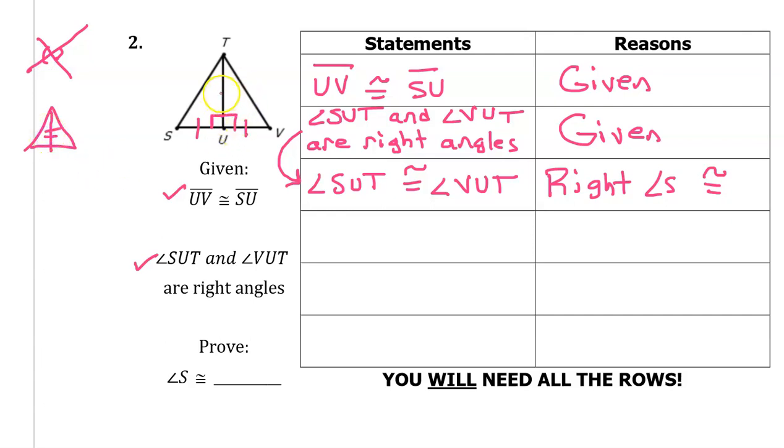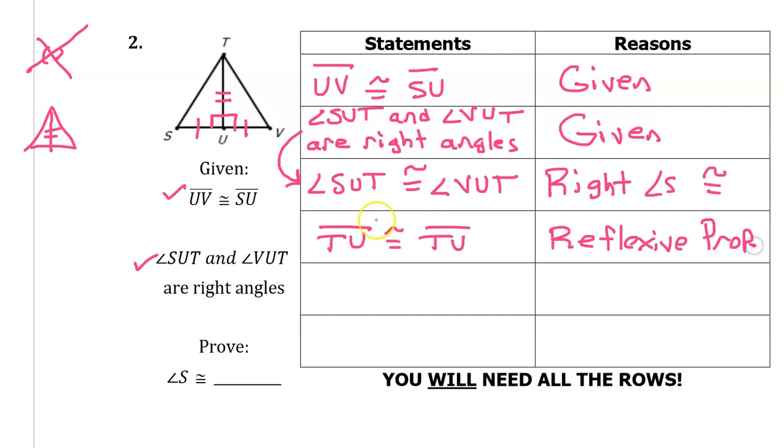So for this problem, we see a shared side right here. That's side TU. So we can go ahead and say segment TU is congruent to segment TU. Whenever you say that something is congruent to itself, the reason will be the reflexive property. Memorize this. Now that's enough information to prove that the triangles are congruent.